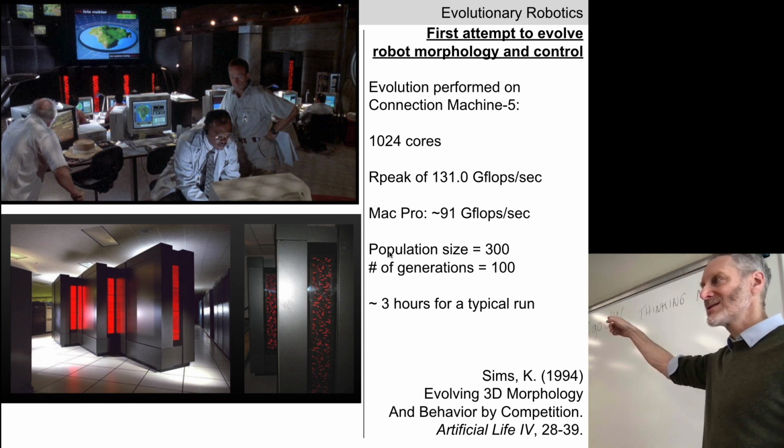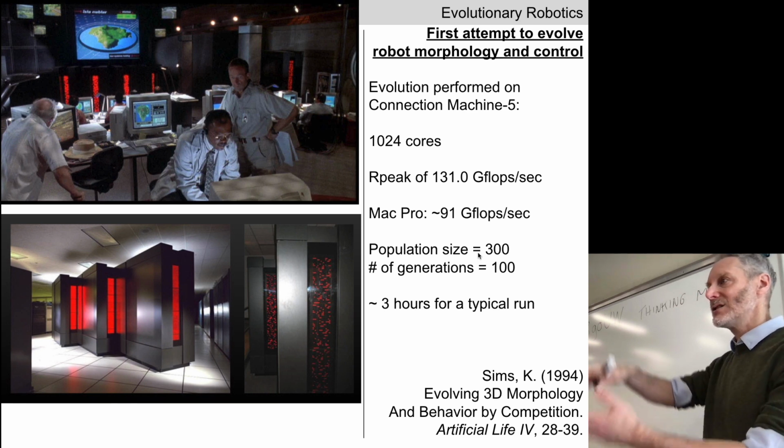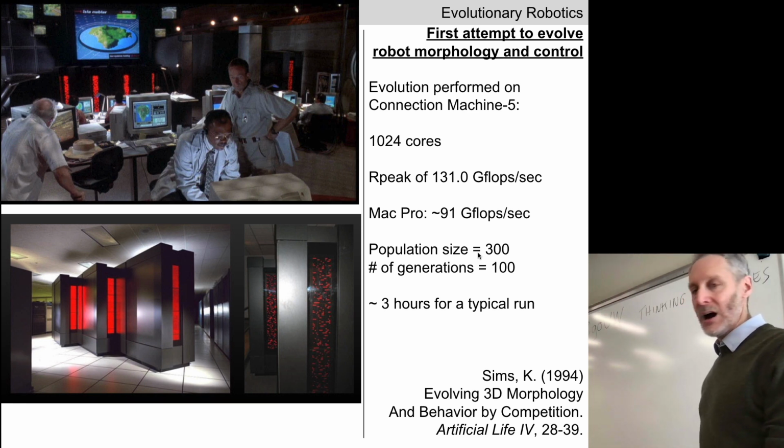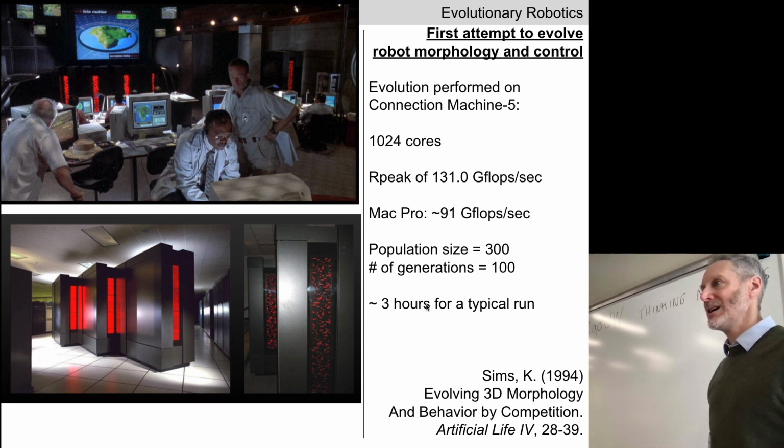All of the experiments that you just saw that Carl ran on the CM5, Carl used a population size of 300, so had about 300 robots being evolved in parallel and evolved it for about 100 generations. And that took about 3 hours on the CM5 at that time. So not that different probably from what you're doing right now, just on a much, much bigger hunk of metal.